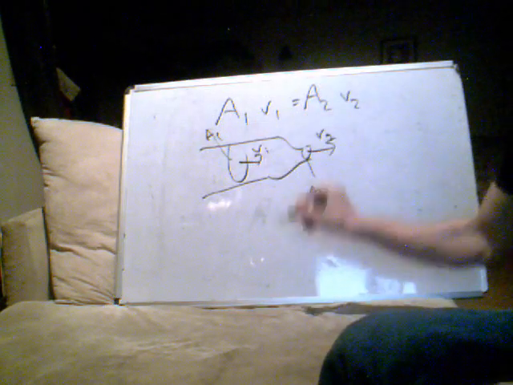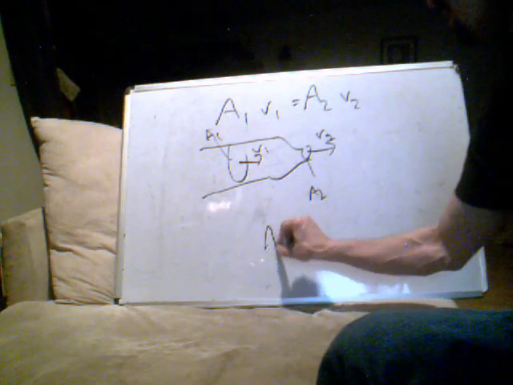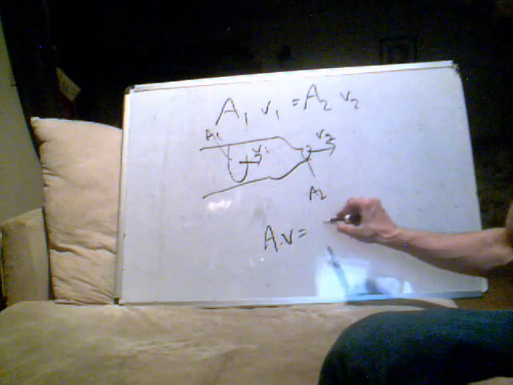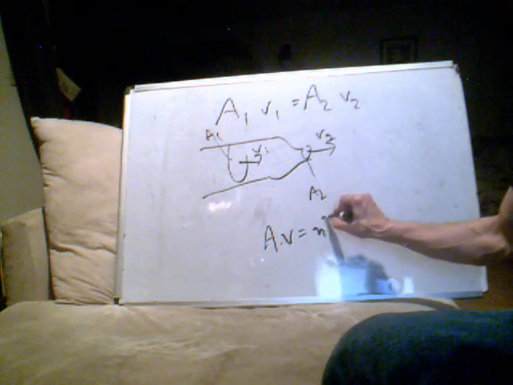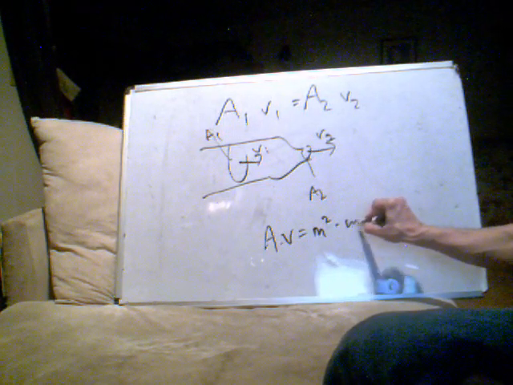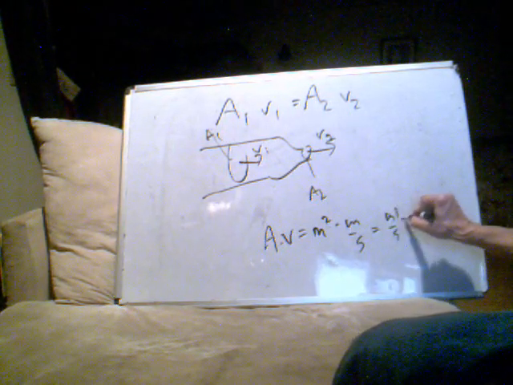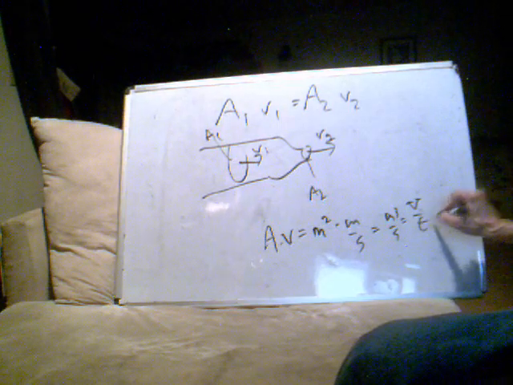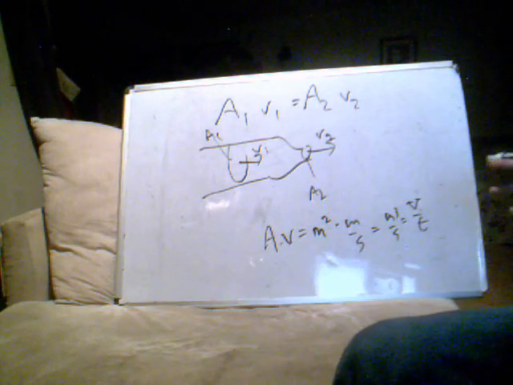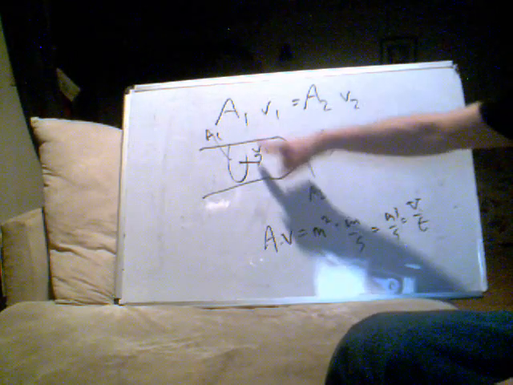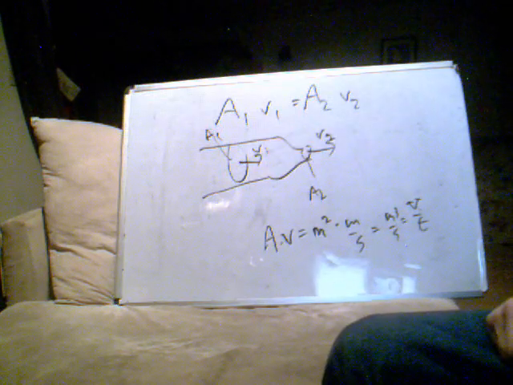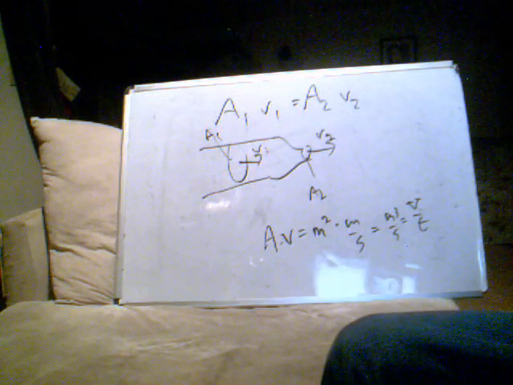Now, I know that may not be the most intuitive of all things, but let's just look at these two units here. Area times velocity, right? Area is meters squared. Velocity is meters per second. So we're talking about meters cubed per second. Essentially, we're talking about how much water goes past this point, right? Volume per unit time.